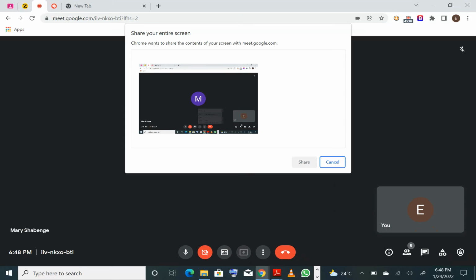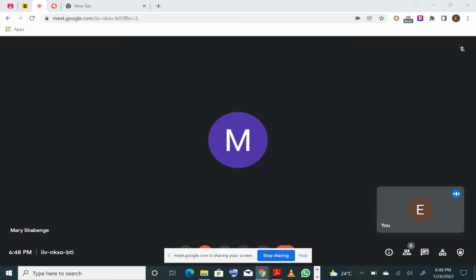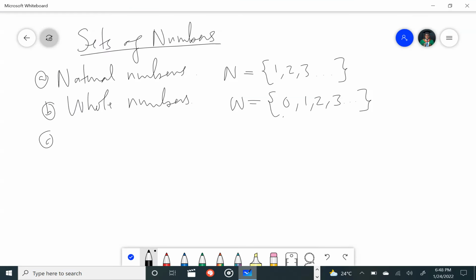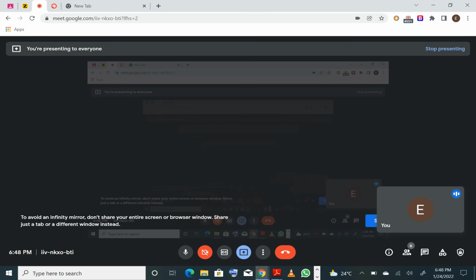Okay, so I believe everyone is able to see my screen now. Okay, now since we've talked about whole numbers, let's now talk about integers. I'm unable to see the screen. Okay, you're unable to see the screen. And how about now? You still can't see the screen?